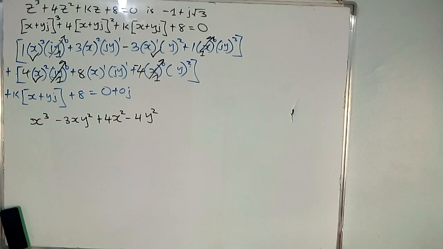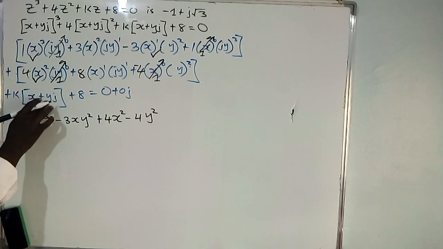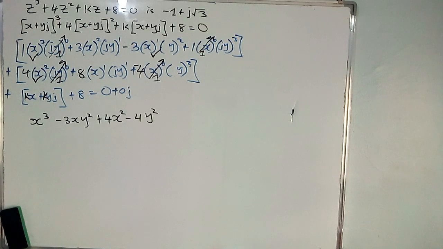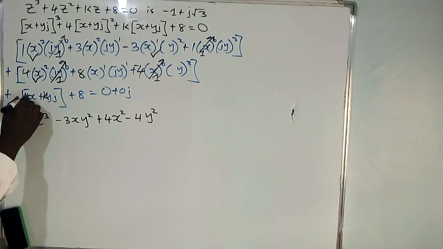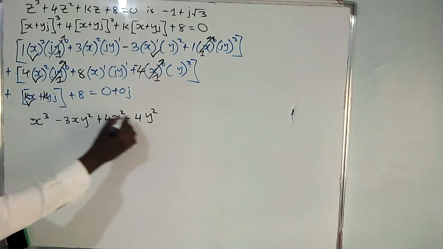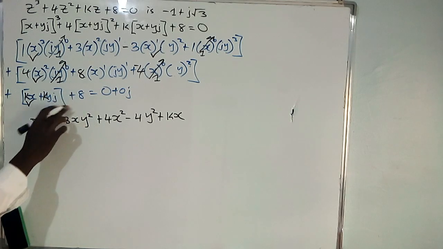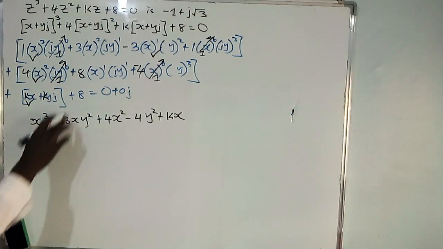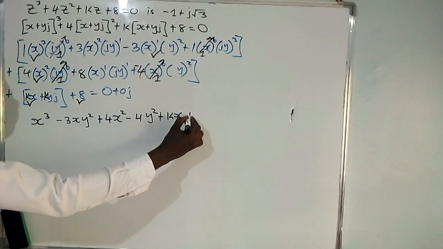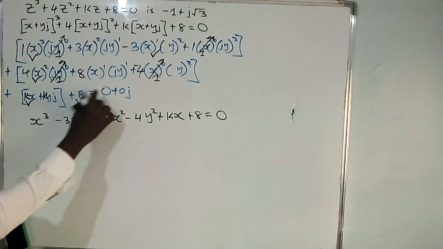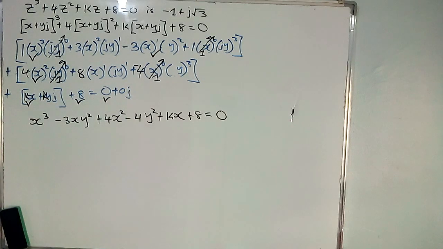You go to the last one. Take k. k multiplies everything inside the bracket, isn't it? So k times x, you get kx. k times that, you get plus kyj. Are we together? Then you start. Any term without j, meaning kx does not have j. So it is plus kx. That is real. You've collected kx, you cancel out. Then plus 8 is also real. You've collected that. It does not have j. Then plus 8 is equal to 0. So you've collected all real terms on their own.